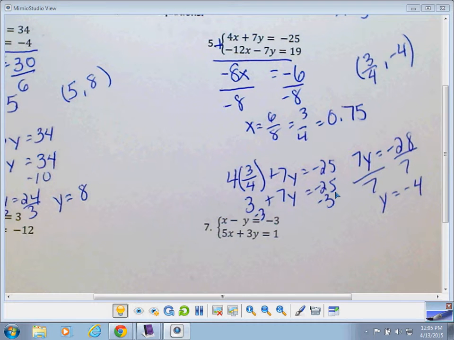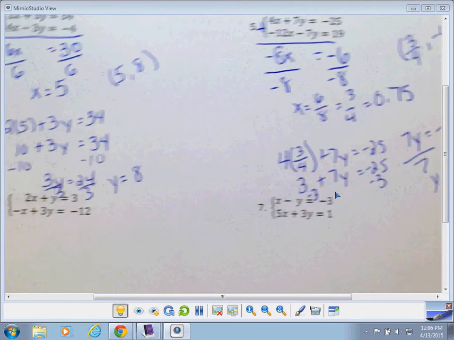So even though this answer may look weird, you can have fractions. Sometimes you get fractions, but then you can get whole numbers for the other answer. And if you're not sure if you got the right answer, always plug your solution back into your equations, so that way you can see if it works out. That's the best way to check your answer. Alright, let's go to number 6.